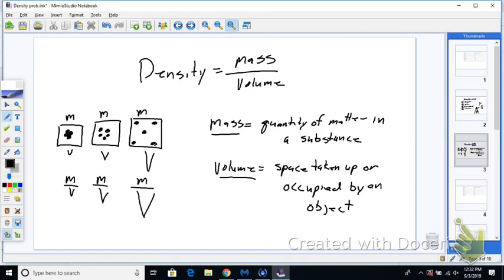So mass over volume is just a relationship. And a lot of times you'll see me when I make comparisons, I'll use a big V that represents a big volume relationship to another V which would represent a smaller volume. Okay, any questions you have on that? So it's mass over volume.